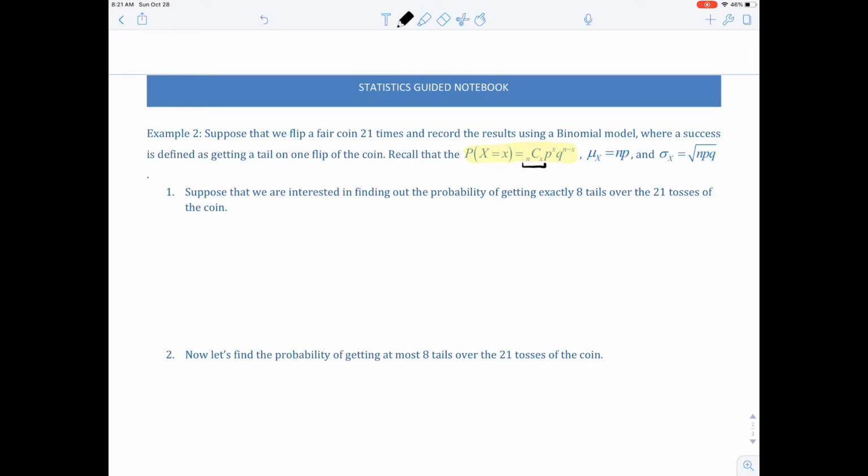But recall that the mean of a binomial distribution is np. That would be the mean number of tails in 21 tosses. And the standard deviation of the binomial distribution is the square root of the number of trials times the probability of success times the probability of failure. And recall that q is just 1 minus p, using the complement, because you either have a success or a failure. All right, so that's just a reminder of the binomial model.